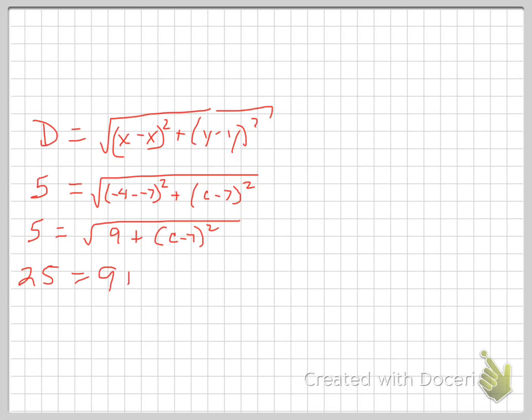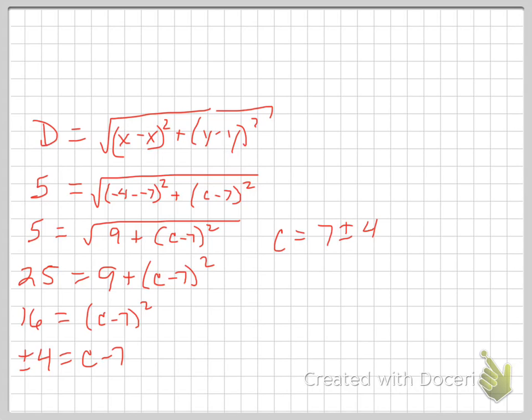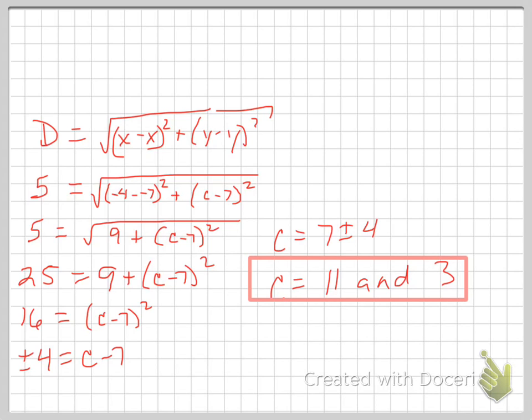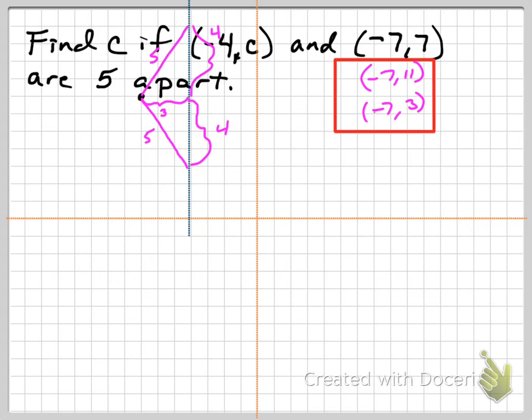Square both sides. Subtract 9. Now when you take the square root of 16, square root of both sides of the equation, you get plus or minus 4. And add 7. And those two numbers are 7 plus 4 and 7 minus 4. Those are 11 and 3, which are what I got over here. 11 and 3.